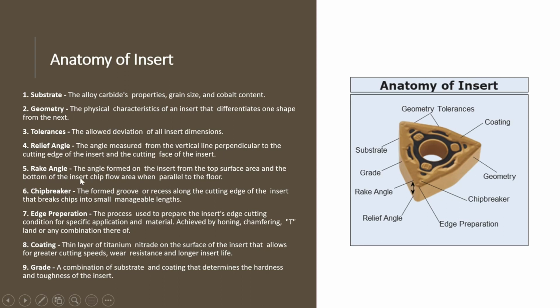Next is rake angle, the angle formed on the insert from the top surface area and the bottom of the insert chip flow area when parallel to the floor. That means on the rake angle the chips are going to flow. So this is the rake angle from which the chip is going to flow on this side like this. You can use this edge as a cutting edge, sometimes this edge.